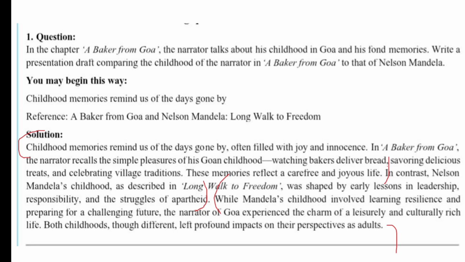Basically, it's not in the format, but at the end of the video I will show you the answer sheet of a topper. In that, it's in the format, so you will get the idea of how to write questions like that. So the body should be like this. Okay, and at last it is written: while Nelson Mandela's childhood was about learning resilience and preparing for a challenging future, the Goa experience was of charm, leisure and cultural richness. Basically, in the Goa chapter, the narrator spent his childhood very lovingly, very joyfully. But Nelson Mandela, on the other hand, suffered. He suffered, and his meaning of freedom changed. Okay, so you have to explain that.